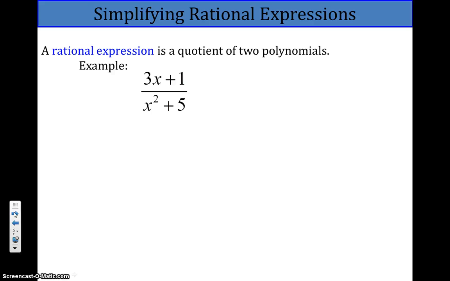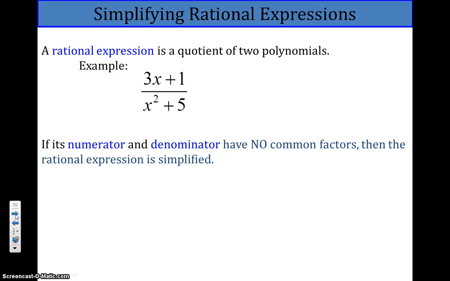So just a few things here. A rational expression is the quotient. So when we talk about quotient, we're talking about the division of two polynomials. So an example of that would be 3x plus 1 divided by x squared plus 5. If its numerator and denominator have no common factors, then the rational expression is simplified.